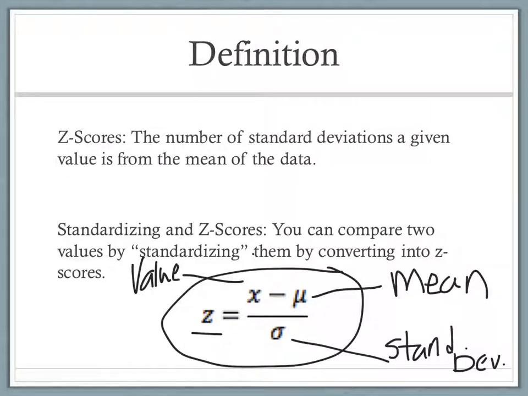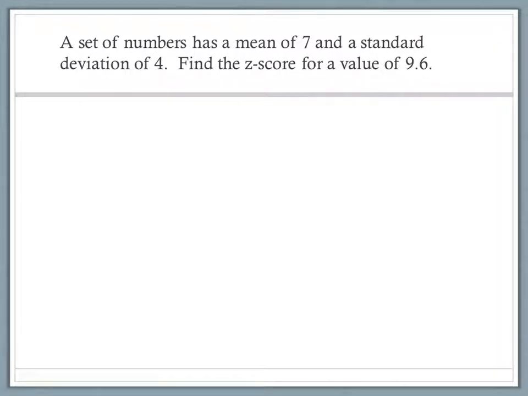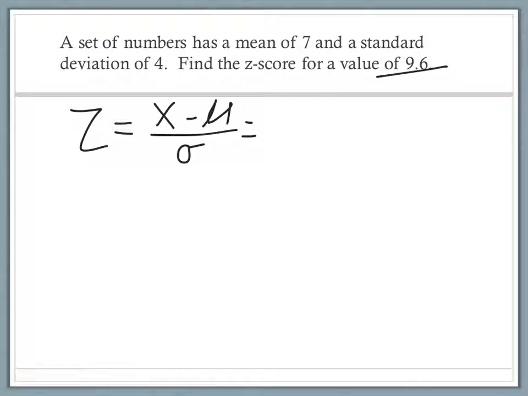So let's look at an example. The set of numbers has a mean of 7 and a standard deviation of 4. Find the z-score of the value of 9.6. So remember, our formula is z equals x minus the mean, all over the standard deviation. I'm just going to plug in my values. My x is 9.6 minus my mean, which is 7, all over my standard deviation, which is 4.